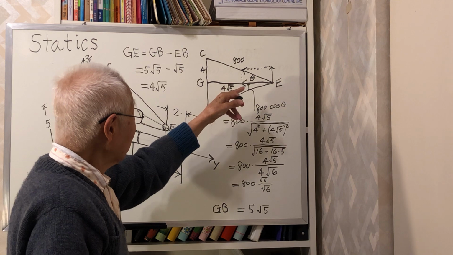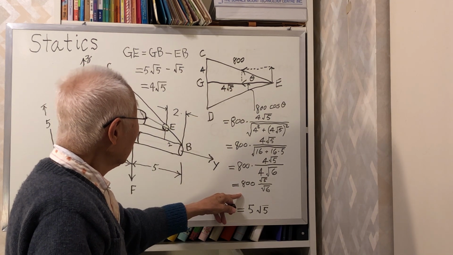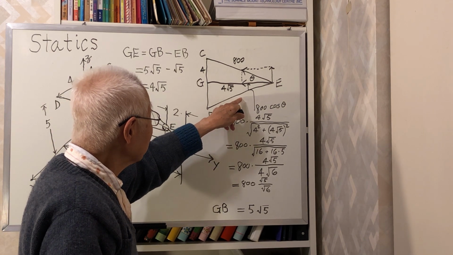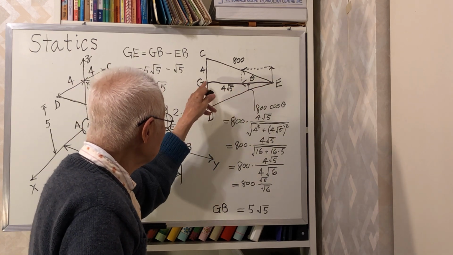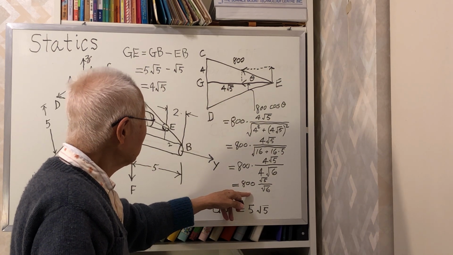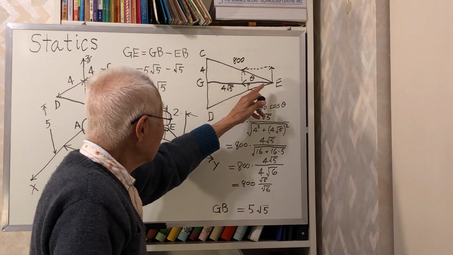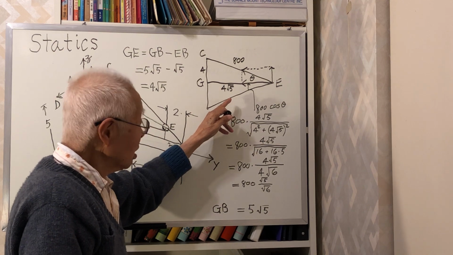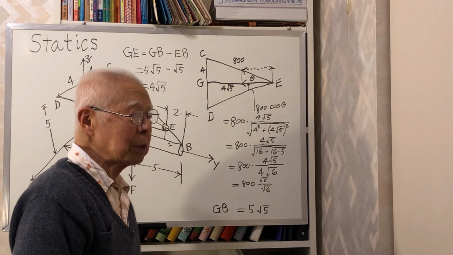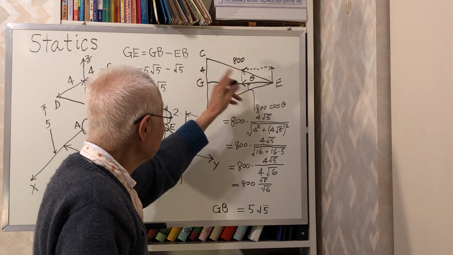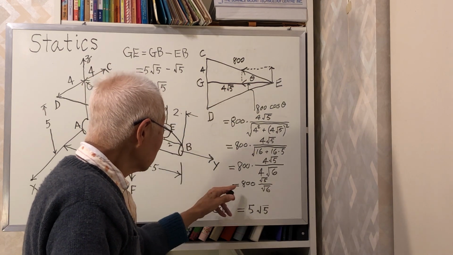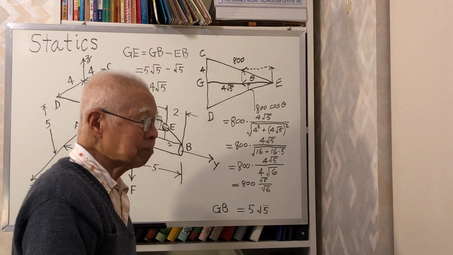The component in this direction is this. But I also have 800 here now. And the component in this direction for this force is again this magnitude. Therefore, this 800 and this 800 together, the resultant is 2 times this. Let me repeat. The resultant of 800 here and another 800 here is 2 times this component.